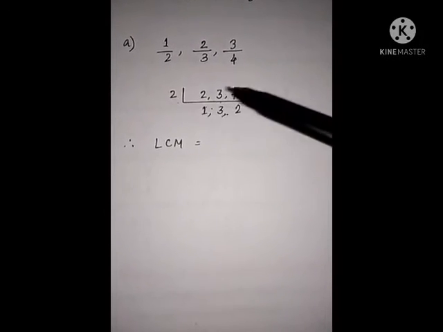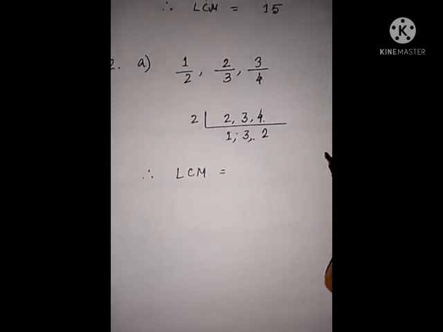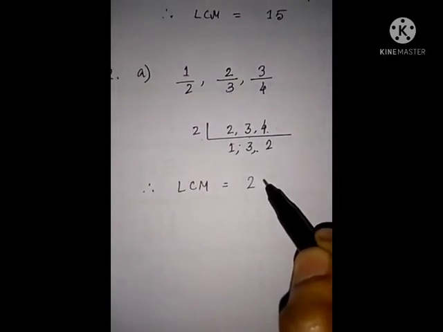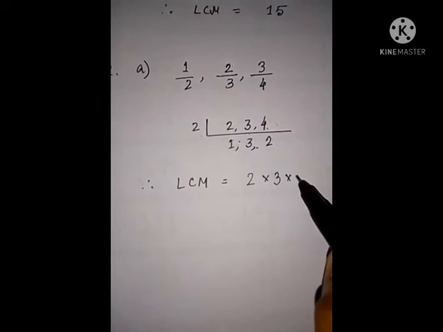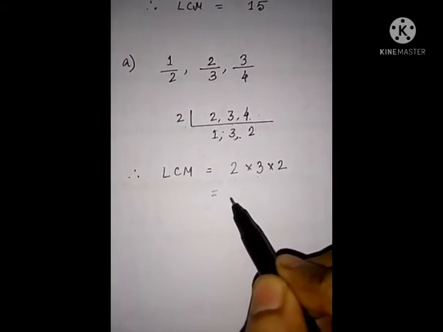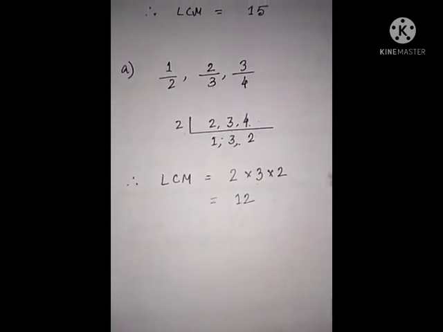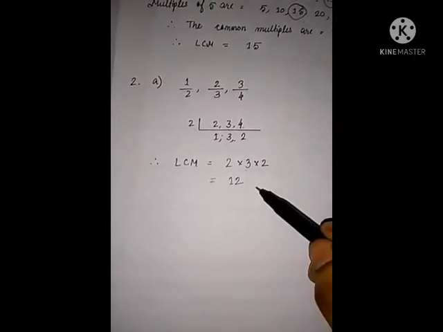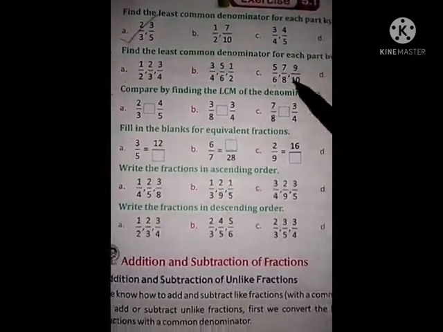So we have got the prime numbers. Therefore LCM is equal to 2 into 3 into 2, which is 3 2s are 6, 6 2s are 12. Okay, so LCM is 12. So like this do the others.